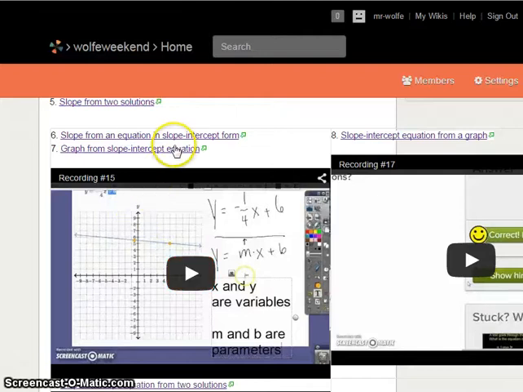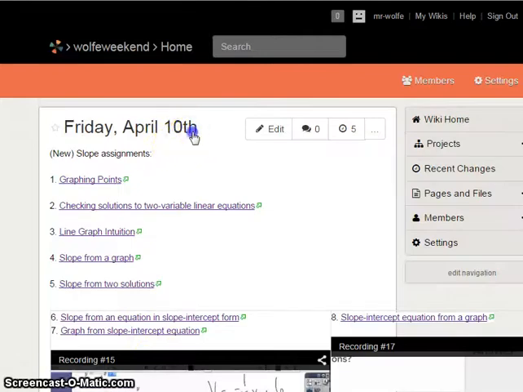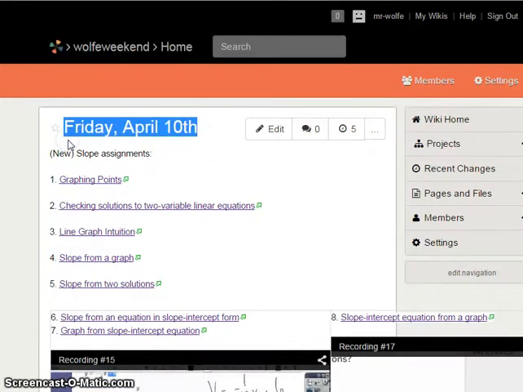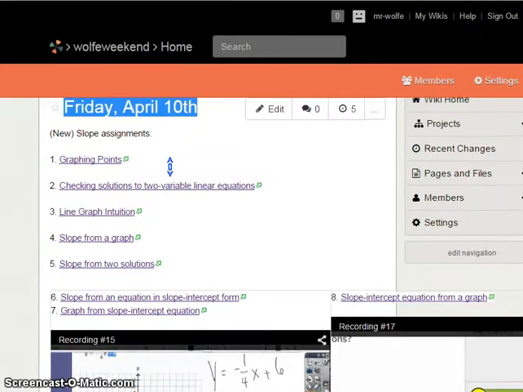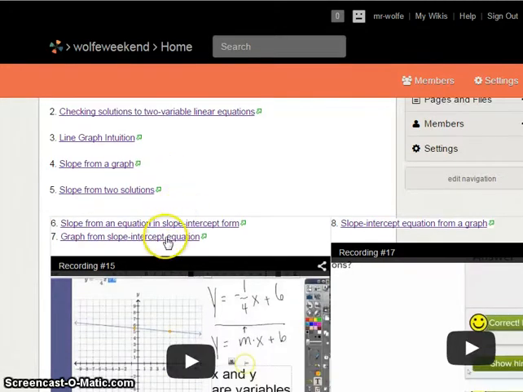All right, so this is the assignments from Friday, April the 10th, and we've been spending a little bit of time more recently on slope. In a nutshell, your final is going to cover three topics: algebra, moving things from one side to the other, slope, and intercept, and we need to talk about intercept today.